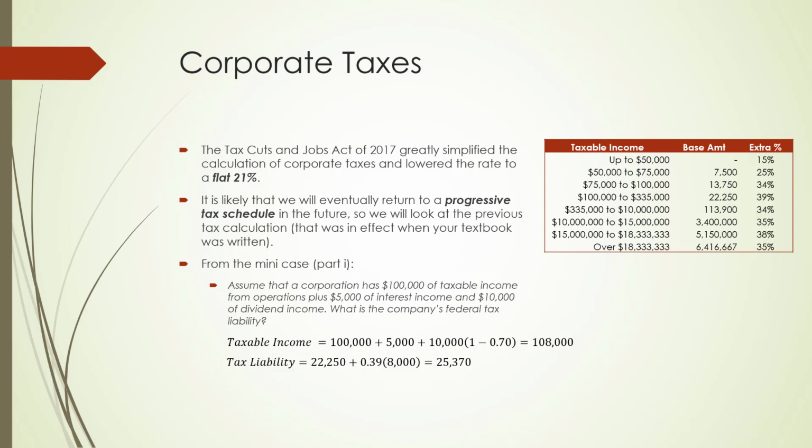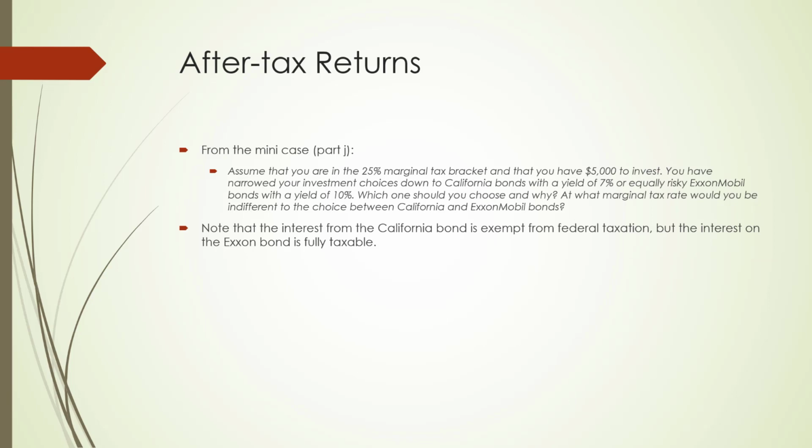Now, again, today this tax liability would be lower, and it would be lower for 2 reasons. One, there's a flat 21% tax rate. And secondly, the dividend exclusion has gone down from 70% to, I believe, 50%. So the tax today would be a little bit different, but lower than it was previously.